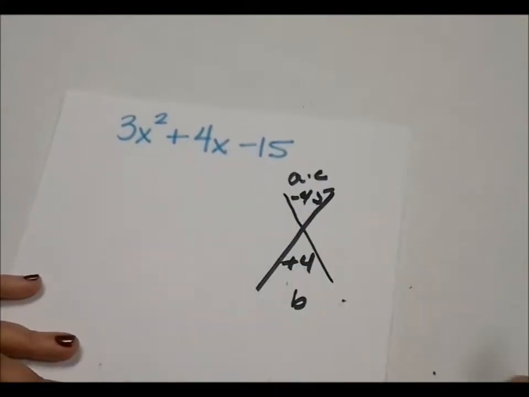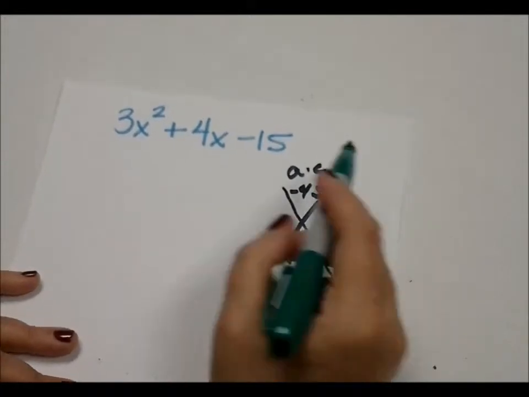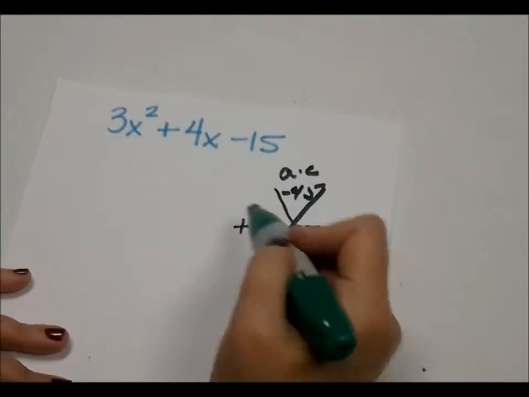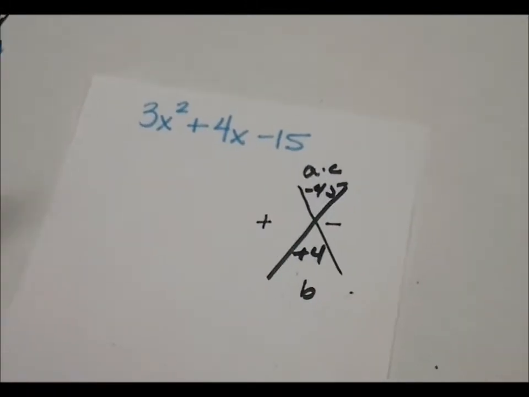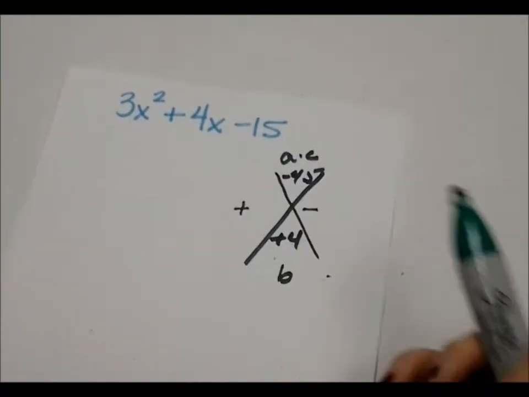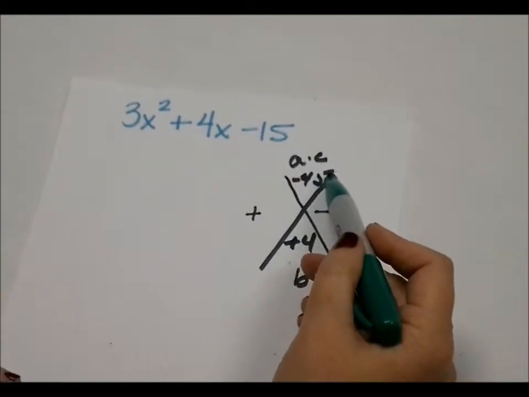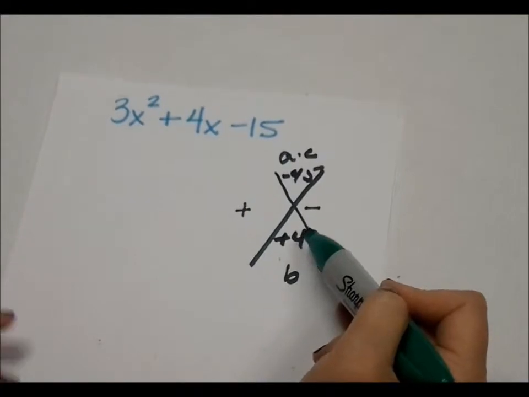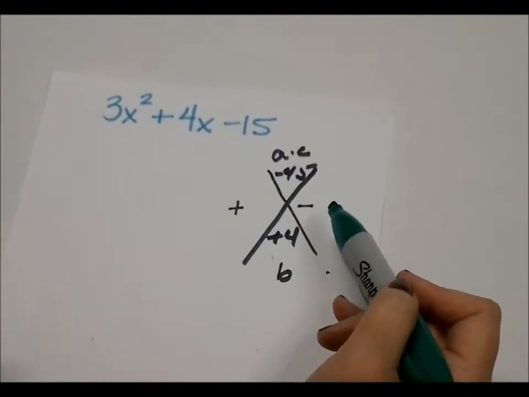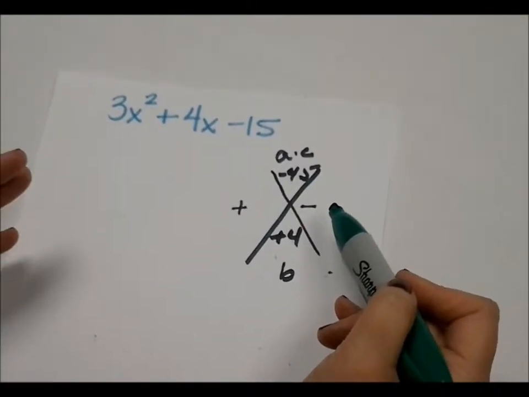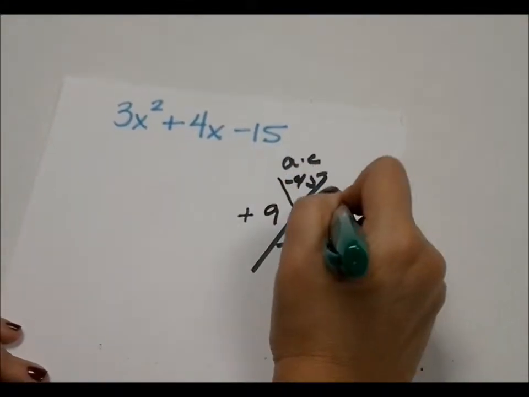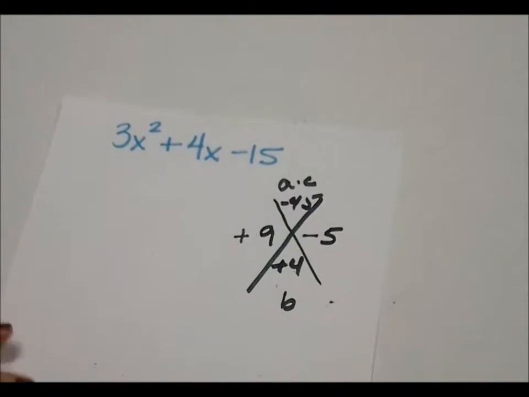and B is positive 4. Since this 45 is negative, I know one of my answers has to be positive and one has to be negative, because a positive times a negative gives me a negative. Only way I can get there. So I'm looking for two factors of negative 45 that will add to give me positive 4. Well, I'm going with 45 because it ends with a 5. I'm going with 5 times 9, and 9 minus 5 is 4. So my 9 would be positive and my 5 would be negative.